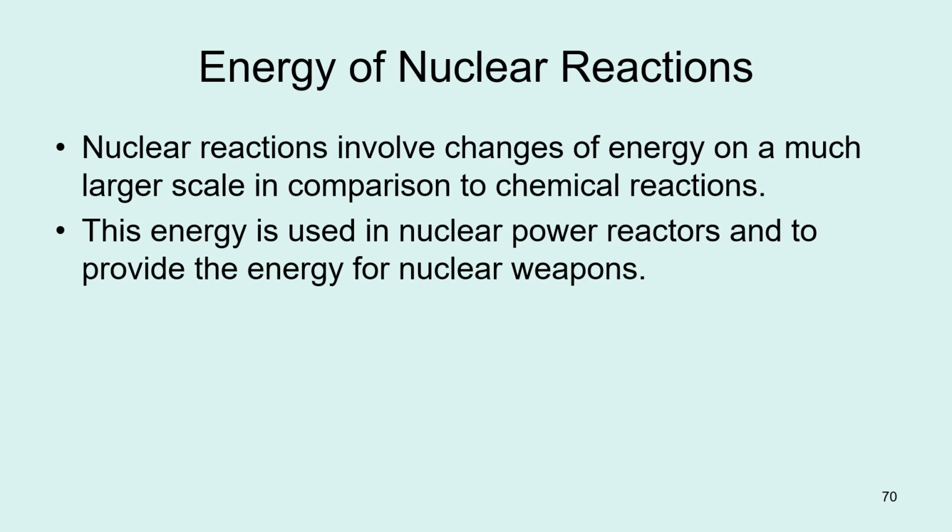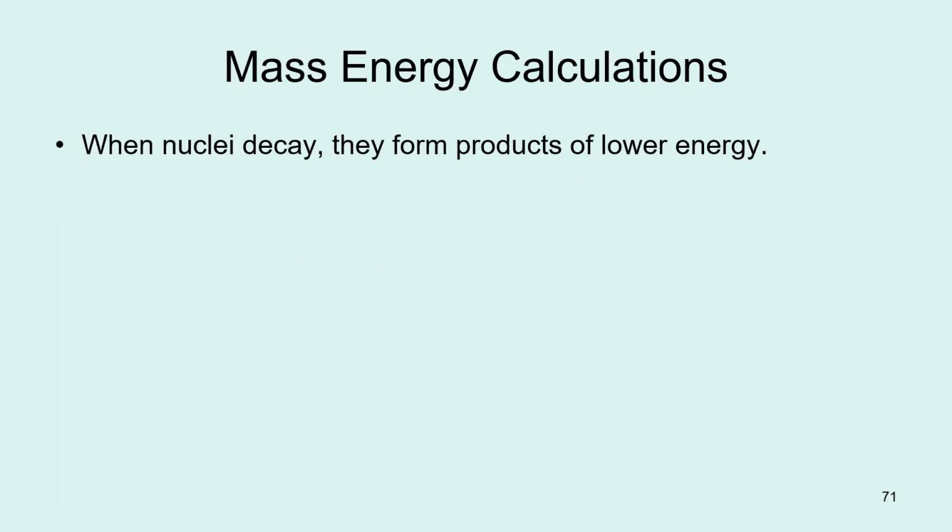So, kind of changing gears here a little bit, we also know that nuclear reactions produce a lot of energy, and that a lot of energy can be obtained from nuclear reactions. And so the energy for nuclear power plants obviously comes from nuclear reactions. Nuclear weapons, when they go off, give off a lot of energy. So we're going to talk about that just a little bit.